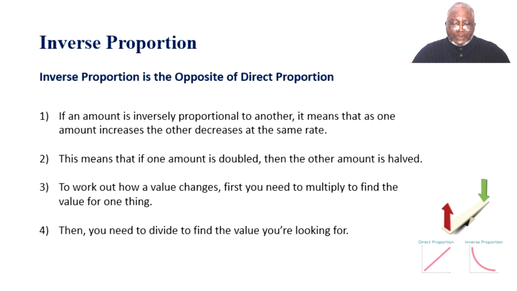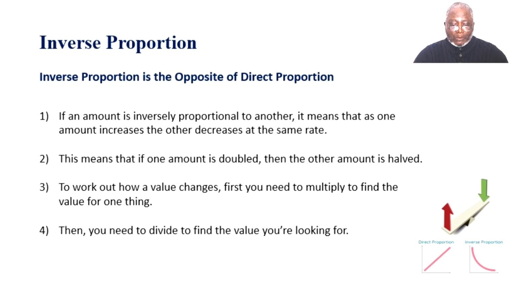Now let's look at inverse proportion, which is the opposite of direct proportion. If an amount is inversely proportional to another, it means that as one amount increases, the other decreases at the same rate. If you take a look at the icon on the bottom right, you will see what I'm talking about. This means that if one amount is doubled, then the other amount is halved.